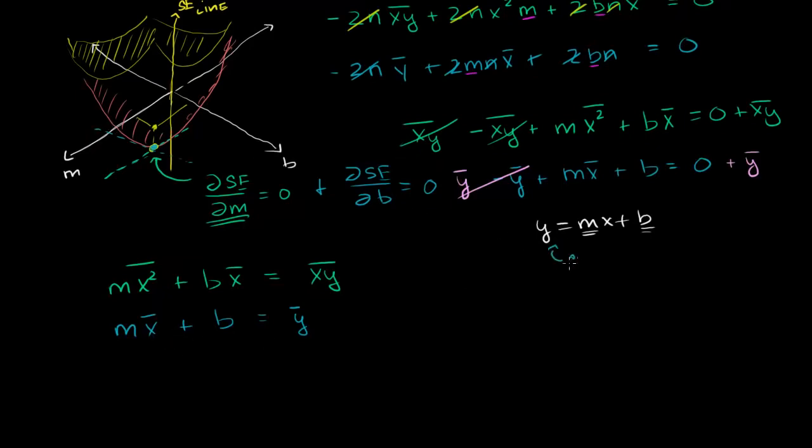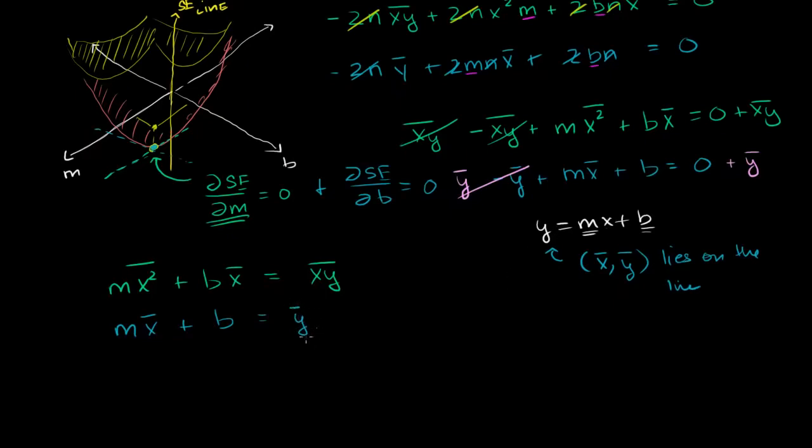It contains the point, I should write it this way, the coordinate mean of x, mean of y lies on the line. And you can see it right over here. If you put the mean of x in this for the optimal m and b, you are going to get the mean of the y.